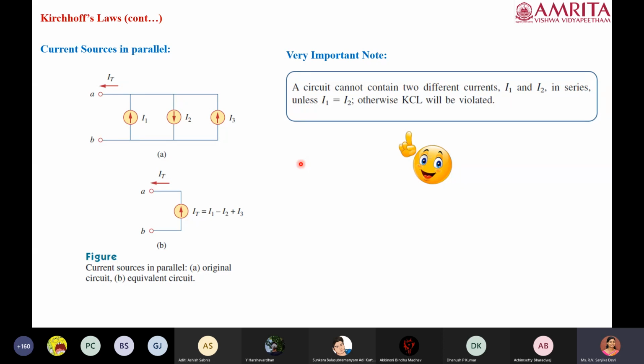Ma'am, can you explain this point? A circuit cannot contain two different currents, I1 and I2, in series unless I1 equals I2, otherwise KCL will be violated. That point, ma'am. Yes, yes.